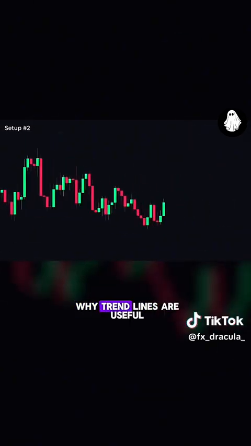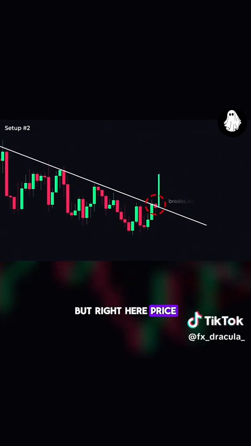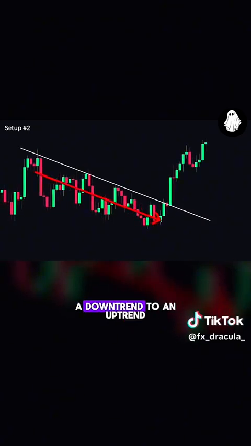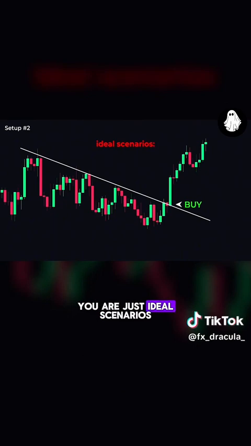Now, the second reason why trend lines are useful is that if price breaks a trend line, it could signal a possible change in trend direction. For example, in this chart, we've applied a trend line by connecting the swing highs, and it clearly shows that the market is in the downtrend. But right here, price broke above the trend line, and soon after, the trend shifts from a downtrend to an uptrend. Knowing this, the next time price breaks out of a trend line during the downtrend, we could set up a possible buy trade. But keep in mind, the examples I showed you are just ideal scenarios.